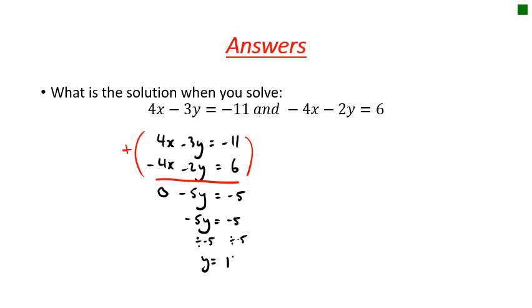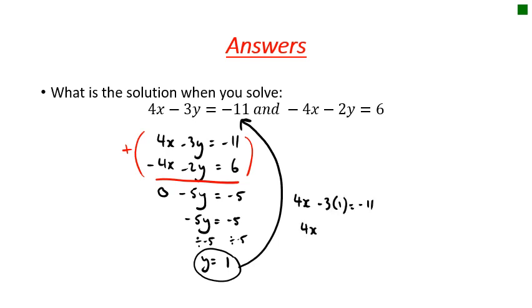I can now substitute this value back in. Let's put it into my first equation. And I end up with 4x take 3 lots of 1 equals minus 11. Oh, sorry, 4x take 3 must equal negative 11. I'm going to add 3, so 4x therefore equals minus 8. Divide by 4, therefore x equals minus 2.